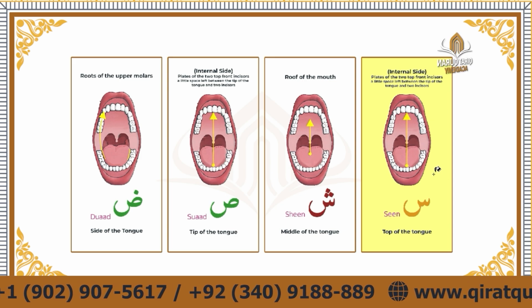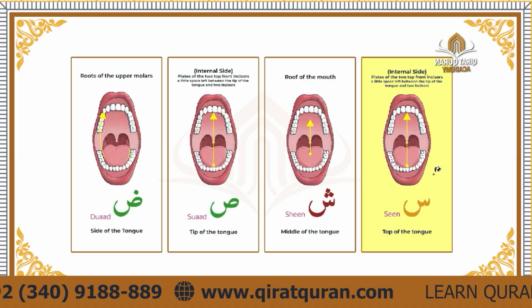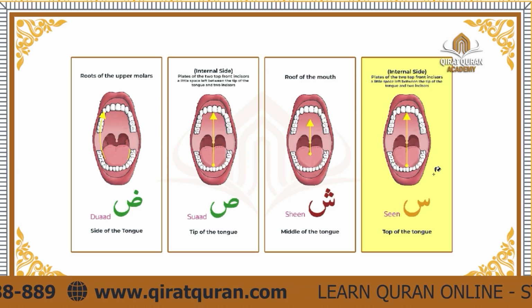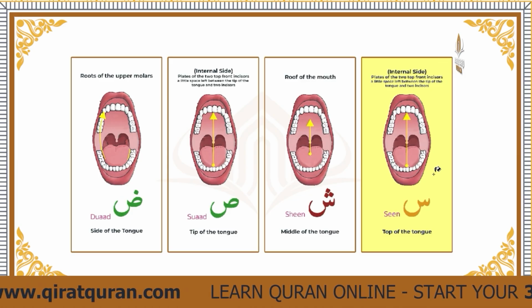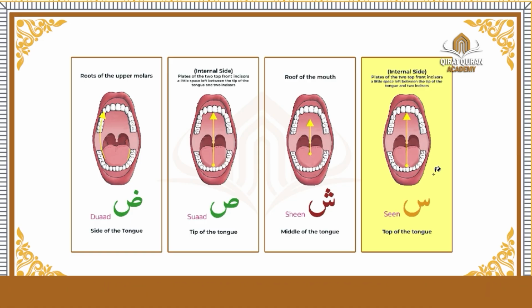Okay, so for pronouncing sin, you have to put the tip of the tongue near the inner plates of the upper central incisors. So that's how sin will be pronounced.